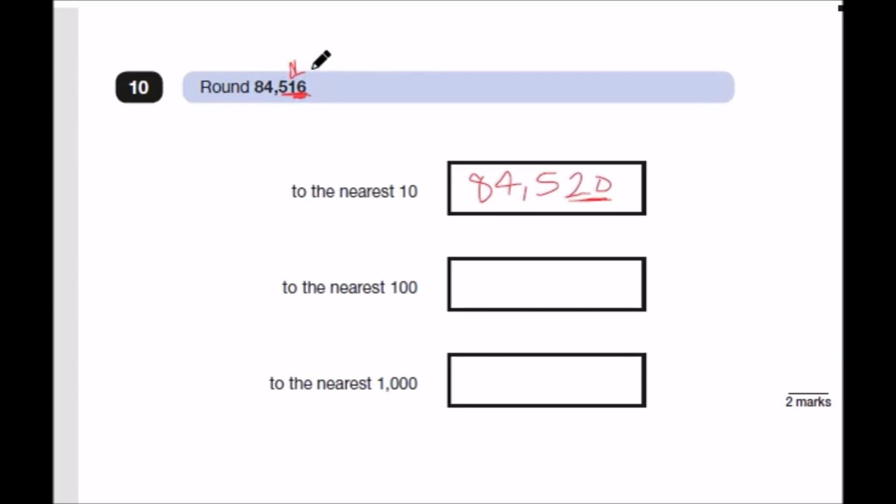To the nearest 100, we look at the hundreds set here, 516. If the 1 is less than 5, then it goes down. So 516 will round down to 500. So it'd be 84,500. Now to the nearest 1,000, we look at the 5. We want to see if the 5 is 5 or above, and yes it is. So 4,500, we raise to 5,000. So it'd be 85,000. Good.